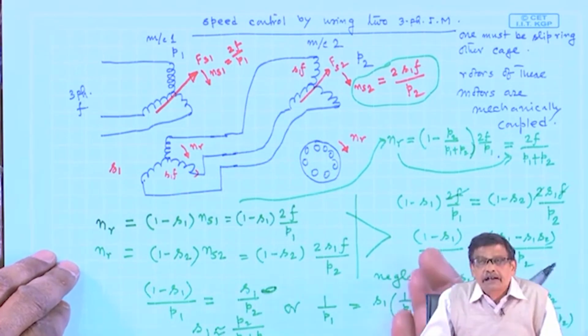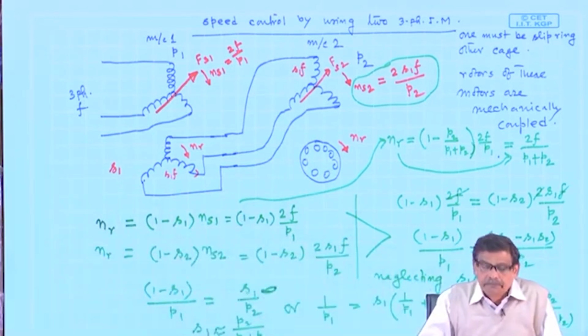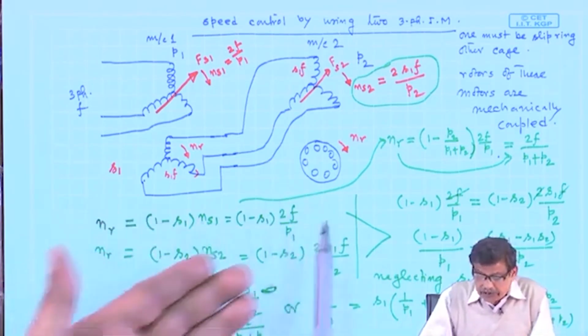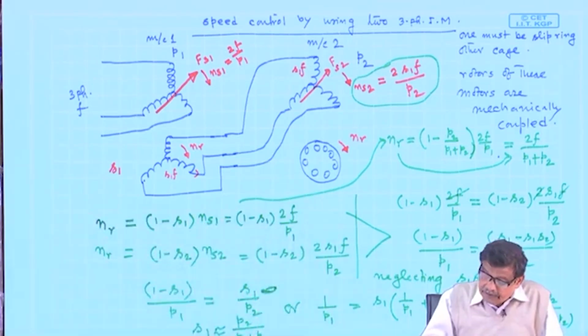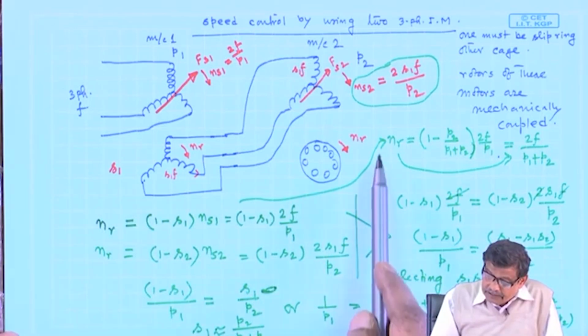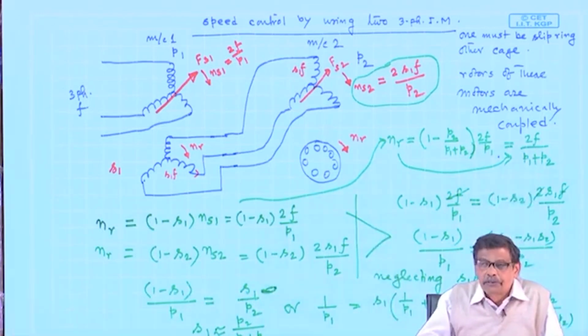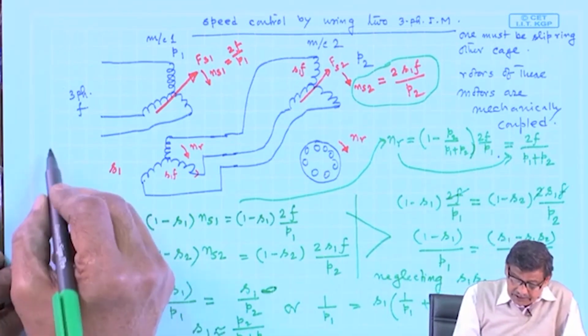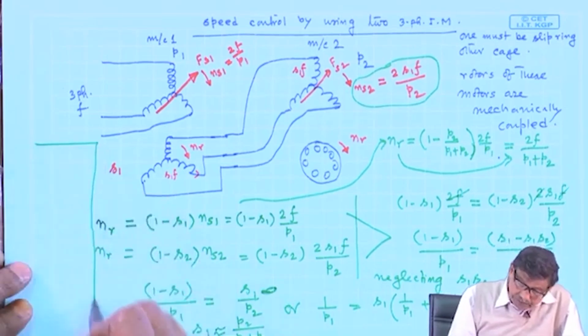and knowing the facts we have learned earlier, that is, rotor speed is (1 minus s) times ns, synchronous speed is 2f/p1, etc. We find that the speed of the induction motor is 2f/(p1+p2). It can be shown, I will just write down only these facts.